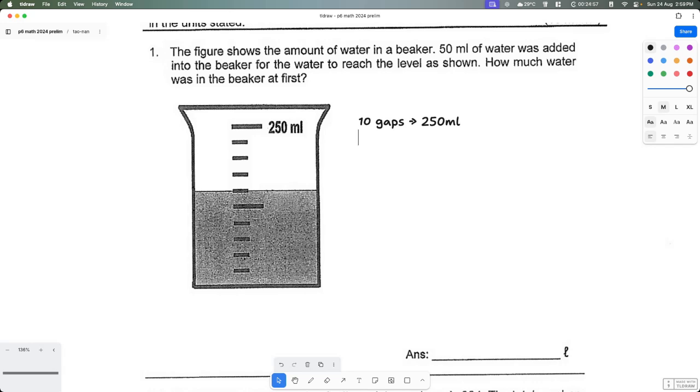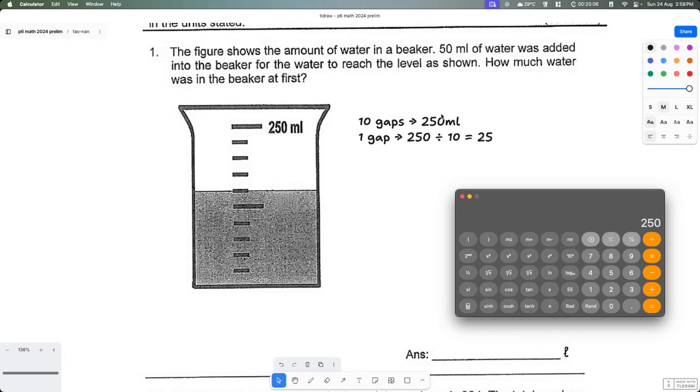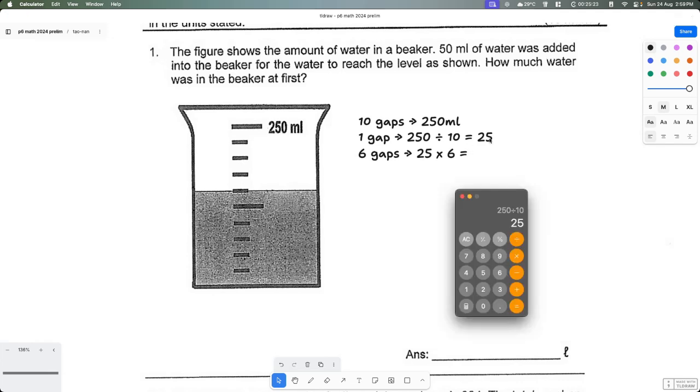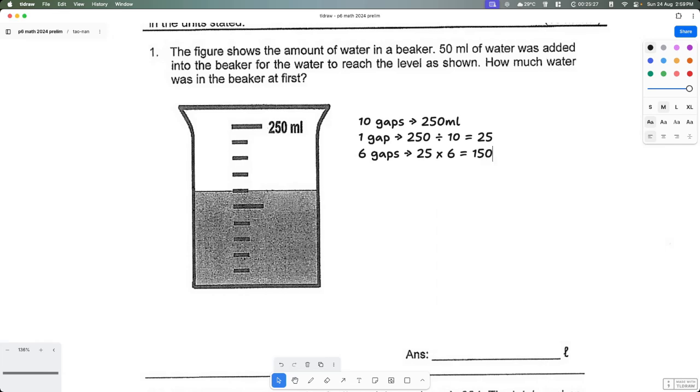So 10 gaps is equal to 250 ml. So one gap is equal to 250 divided by 10. This will give us 25. So let's double check. 250 divided by 10 is 25. Next, we just need to count the number of gaps. So 6 gaps is equal to 25 times 6. And 25 times 6 is 150 ml.